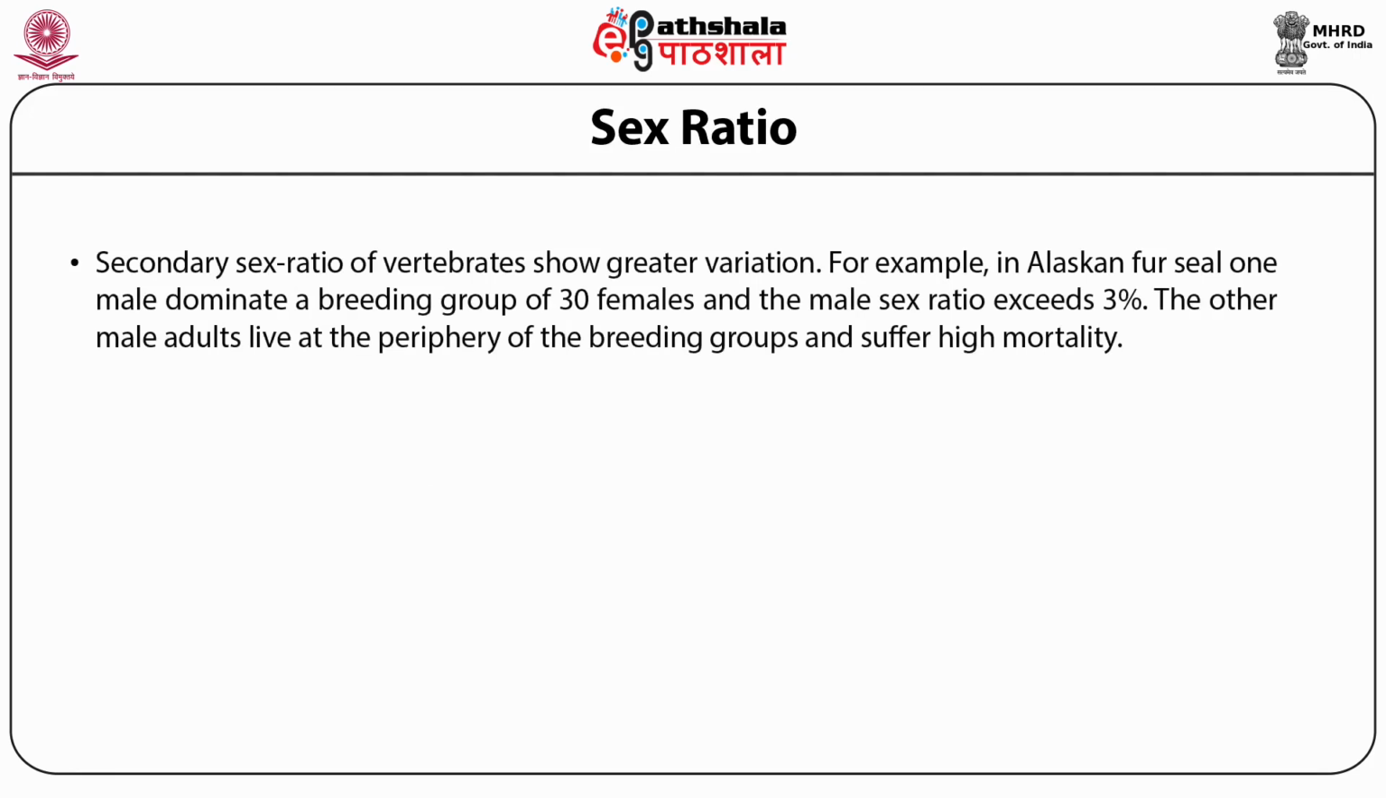The secondary sex ratio of vertebrates shows greater variation. For example, in the Alaska fur seal, one male always dominates a breeding group of 30 females, and the male sex ratio exceeds 3%. The other adult males live at the periphery of the breeding group and suffer high mortality. In some birds, mortality of females is higher than males, particularly in the nesting season.